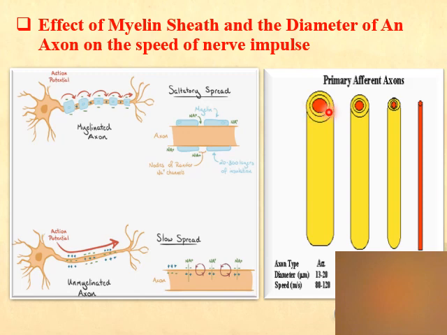Moreover, regarding the diameter of the axon, look here, we have many axons. Look at the diameter. As the diameter increases, the speed increases. The highest speed is recorded along this axon, which has the greatest diameter. Here the speed is 80 to 120 meters per second when the diameter ranges between 13 and 20 micrometers. So as the diameter of the nerve fiber increases, the speed of the nerve impulse also increases. They are directly proportional to each other.